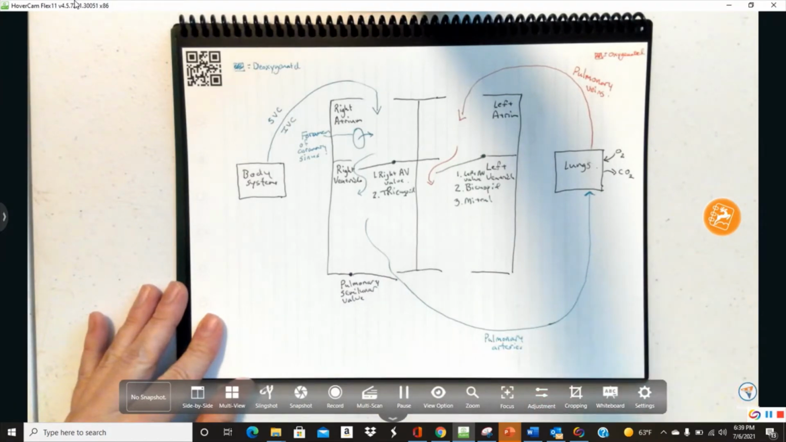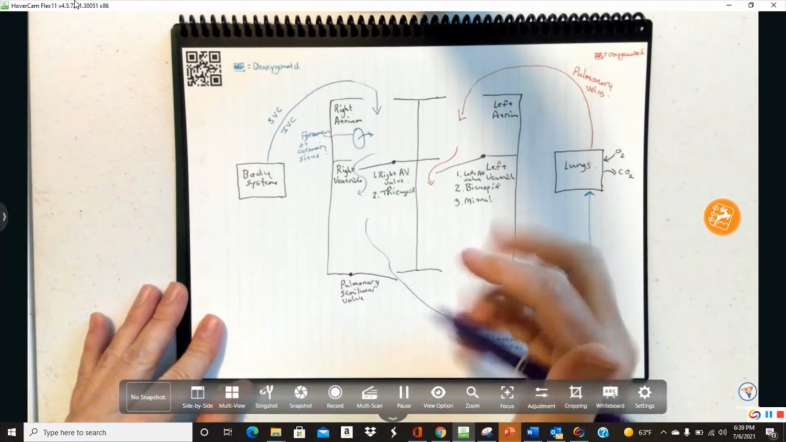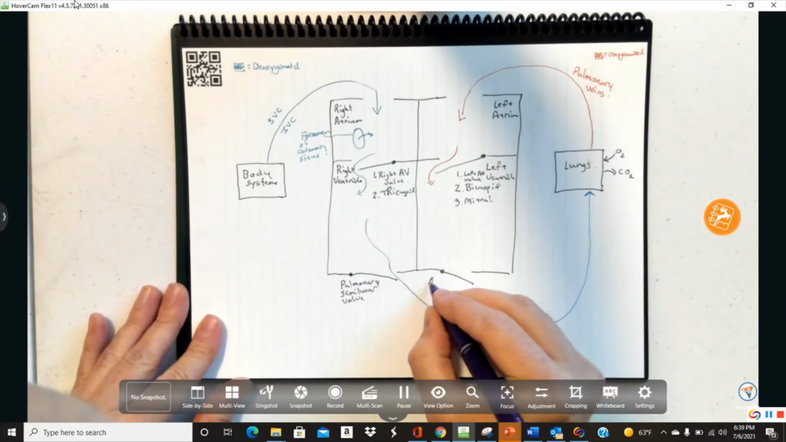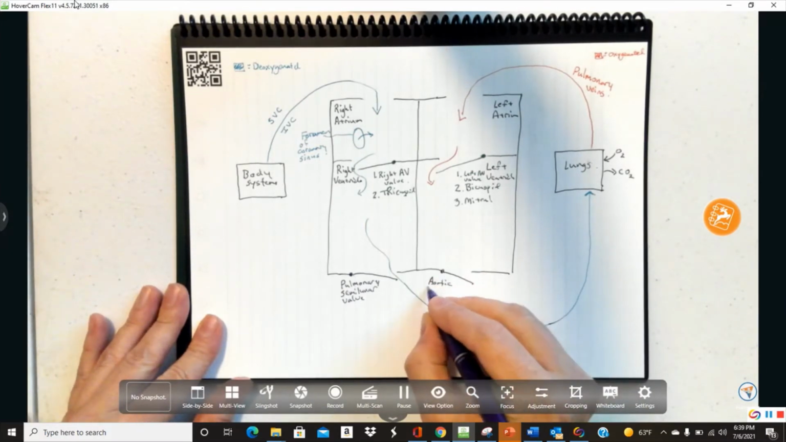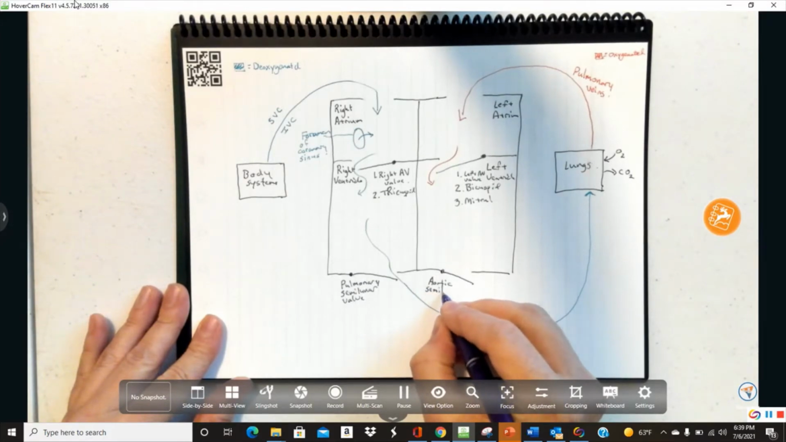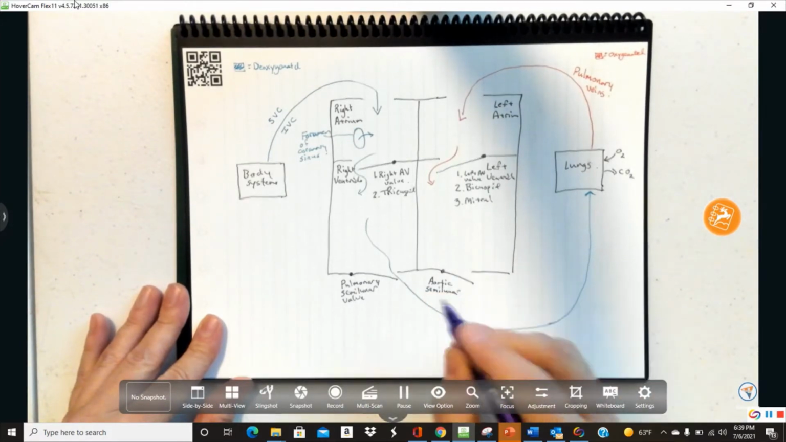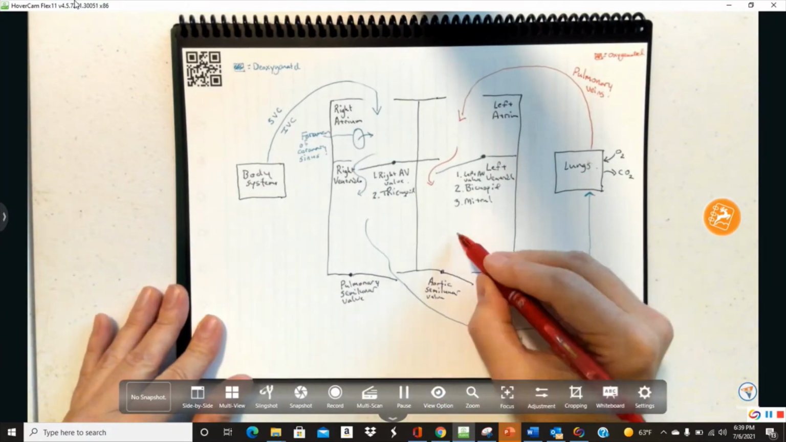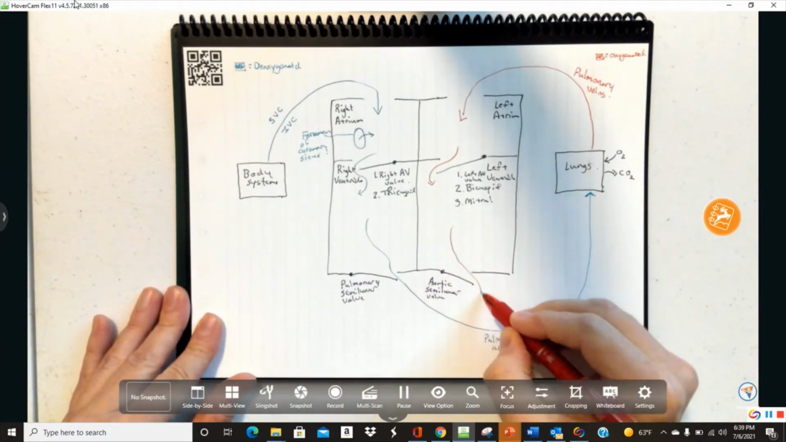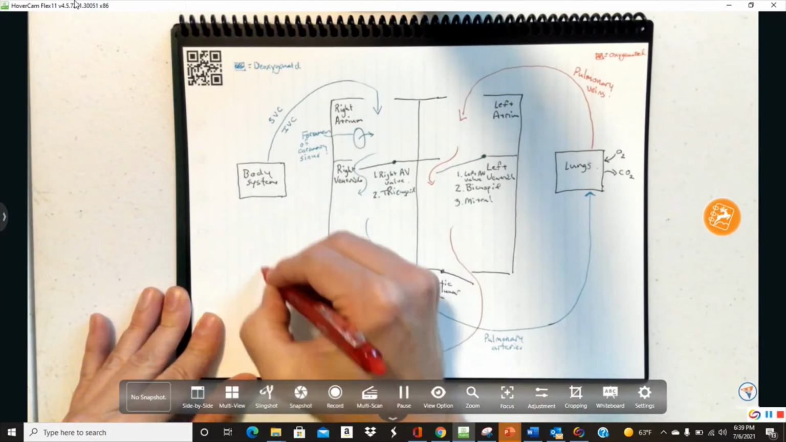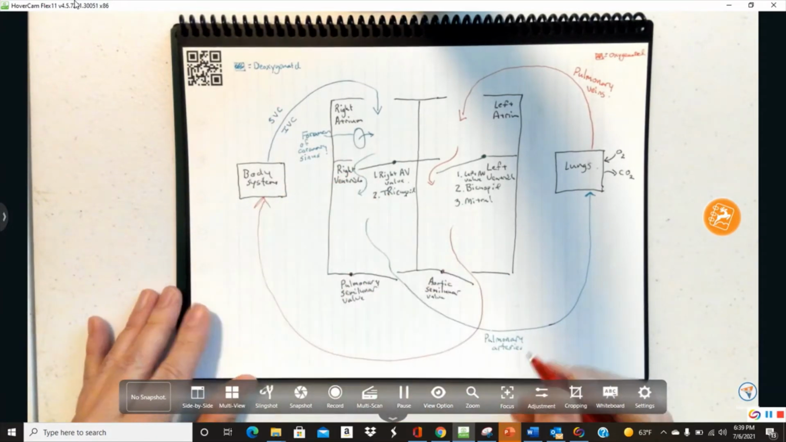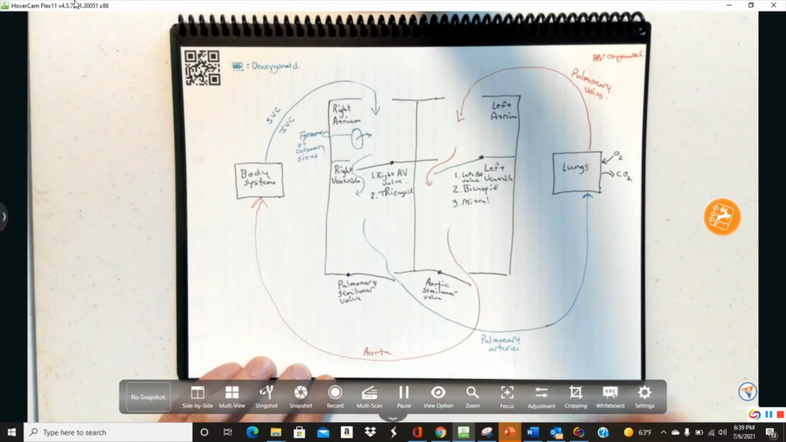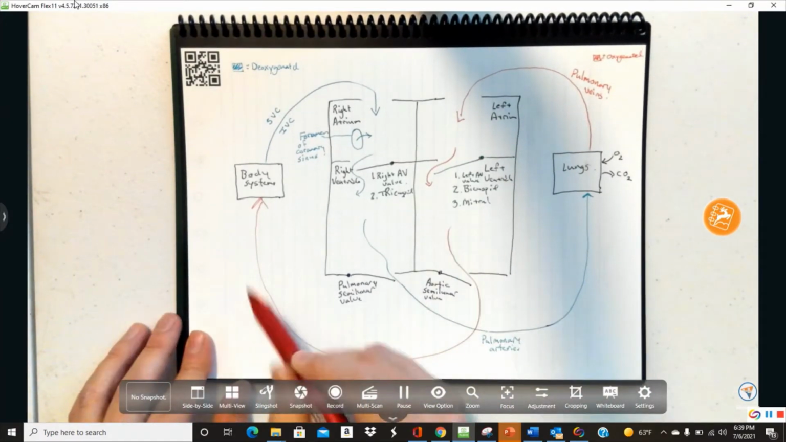Now, we need another gatekeeper. We need another trap door here. This one is called the aortic semilunar valve. Sometimes it's called the aortic valve. And what is going to happen is this blood will pass through it and out to the body systems. Most of this is traveling in the aorta, hence aortic semilunar valve, out to the body systems.